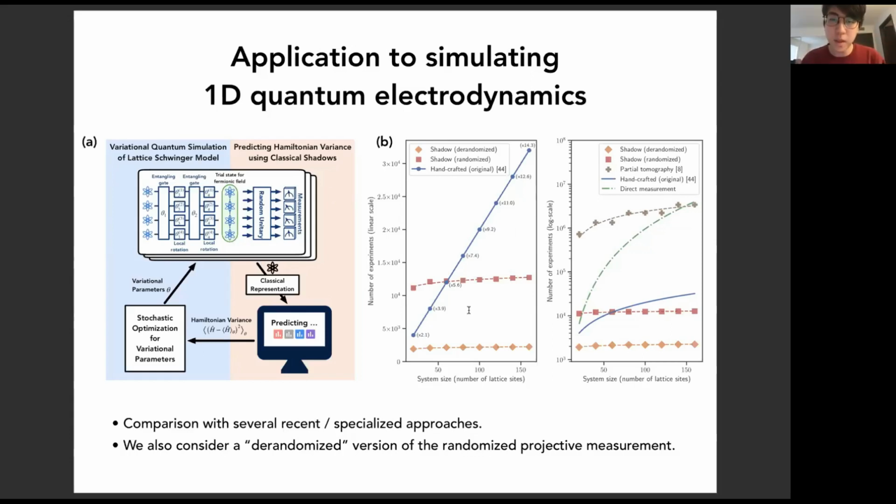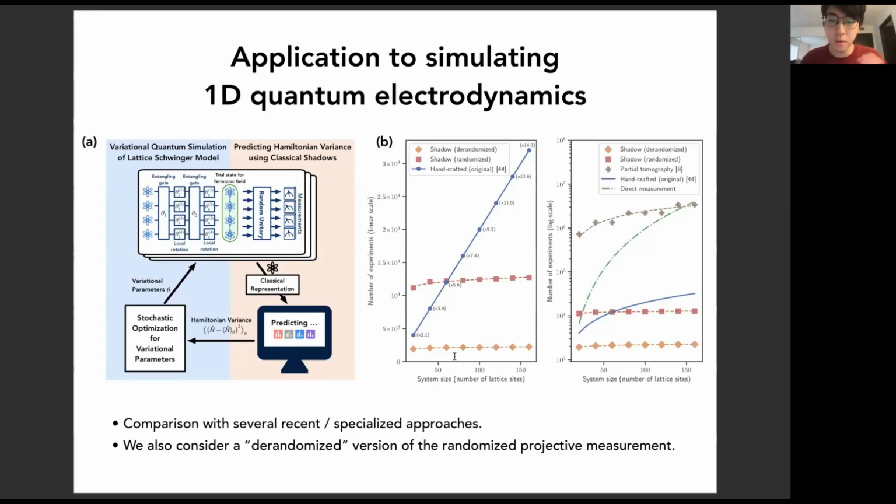So here in figure B, we compare our approach with a large number of recent and specialized approaches. Like this blue line was done by physicists in Austria, where they just look at this Hamiltonian variance and try to be creative and figure out what is the best measurement scheme to measure all these 4-body observables in the Hamiltonian variance. And they were able to reduce the number of measurements from originally, I think, n cubed or n to the 4th into only linear. So this blue line is linear in system size.